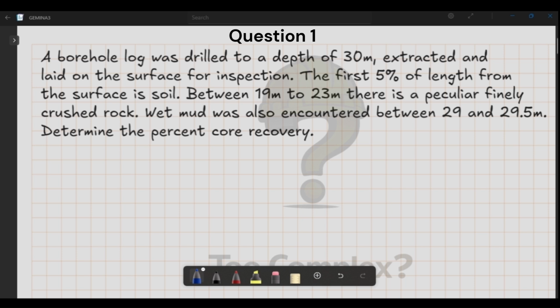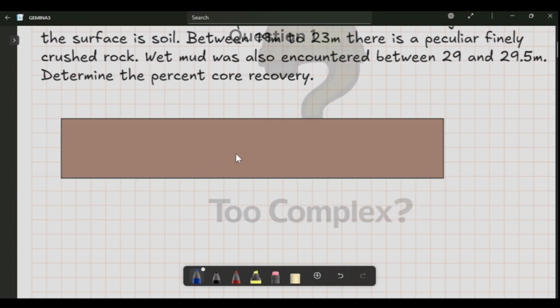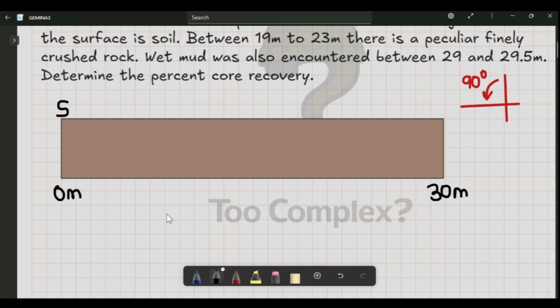Alright, so first things first, let's get a log in here. So this will be our log. Mind you, all I did was rotate this 90 degrees to make things easier for me. So if we assume this is surface at 0 meters and this will be 30 meters, right? So we are told that the first 5% of length from the surface is soil. So let's just assume that this right here is that 5%.